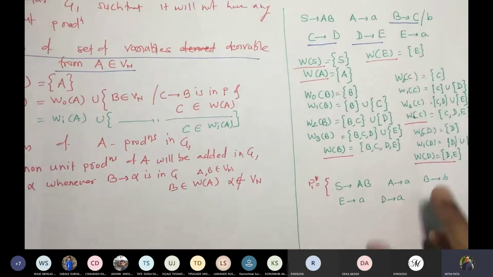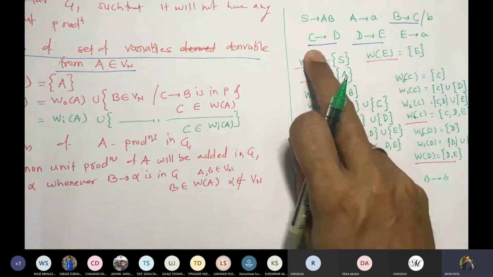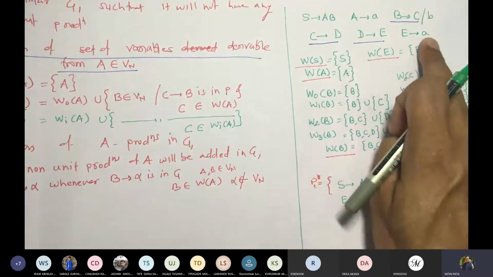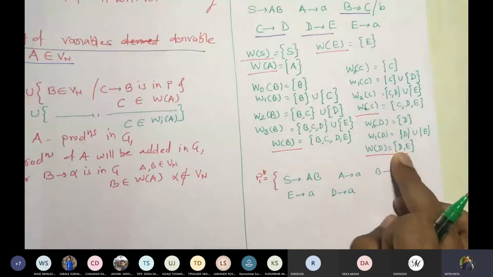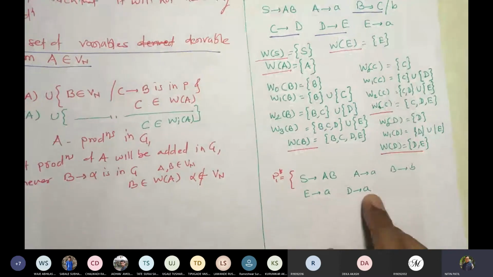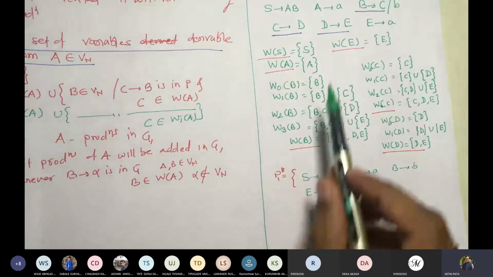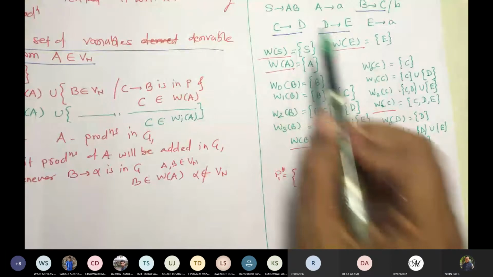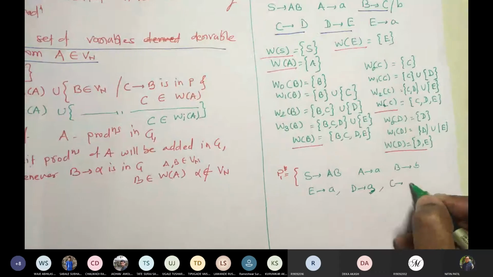So in this case, when we talk about D gives C, do we know what C gives? We don't know. Do we know what D gives? We don't know. But we exactly know what E gives. So as E gives A is in P and this E belongs to W of D, correct? That's why we will write E gives A and E belongs to W of D. That's why we will write D gives A. Similarly, as C gives D, D belongs to W of C, and as D gives A, we will add C gives A.